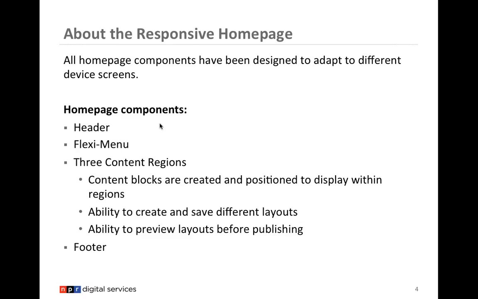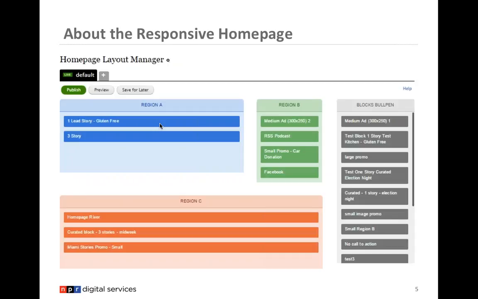The parts of your homepage are going to shift around to give a more consistent but also easy to load experience. And the things that we're talking about are your header, your flexi menu, your different footer regions, and also the three regions of your homepage and the different content blocks in them. The way that you're going to be building out your homepage in Core Publisher is with the layout manager.